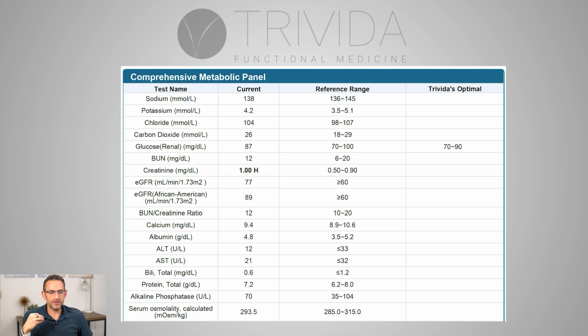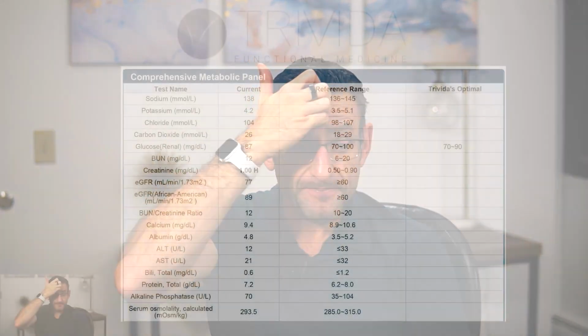BUN creatinine ratio. So this is the blood urea nitrogen and creatinine ratio. And the most common reason I see this high, if it is high, and I don't worry about lows, I worry about highs. And the most common reason I see this high is dehydration. Because when your blood's dehydrated, it's going to condense more, so it's going to look like there's more particles in it. So it's going to look like you have more urea and more nitrogen, more creatinine. So the most common reason you see these numbers elevated is dehydration. So just make sure you're drinking water and staying hydrated.